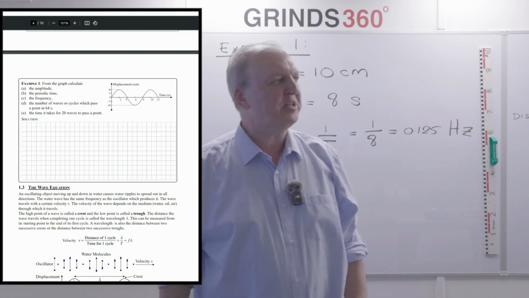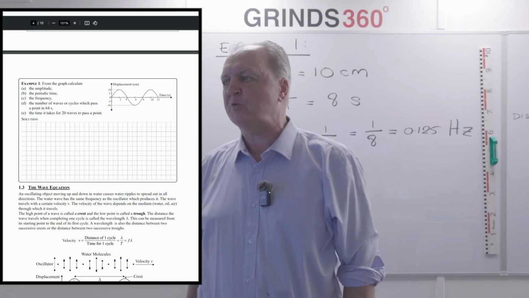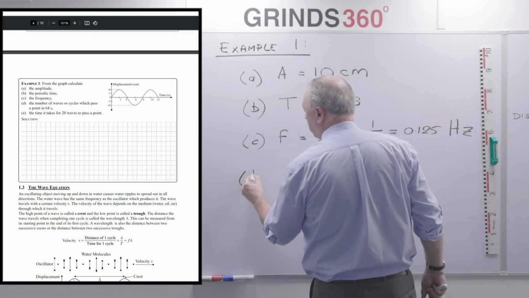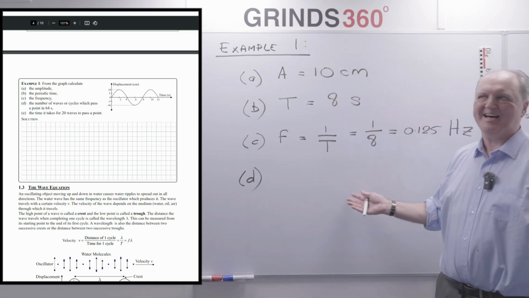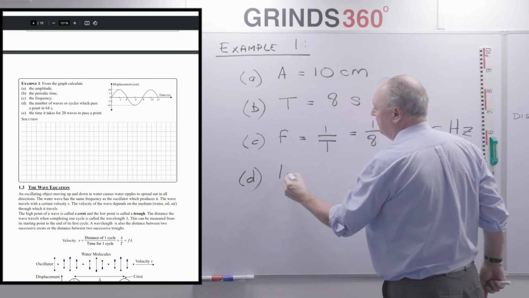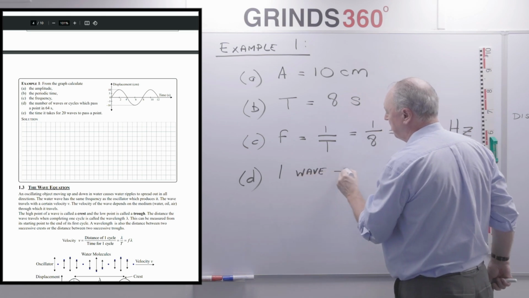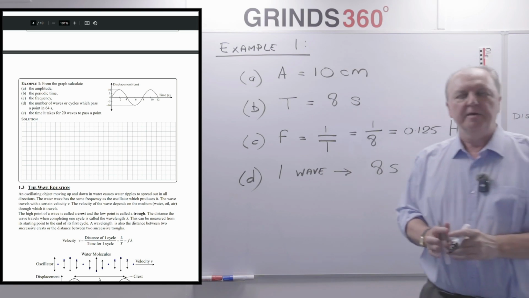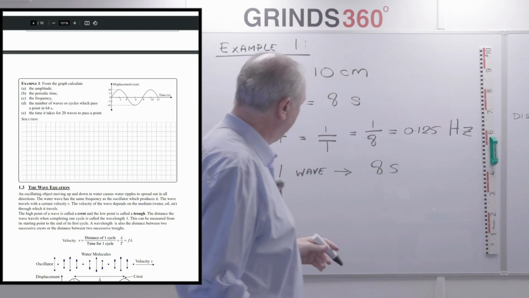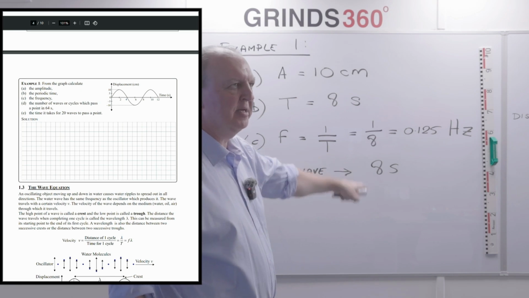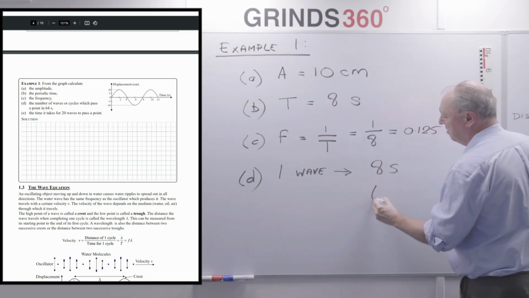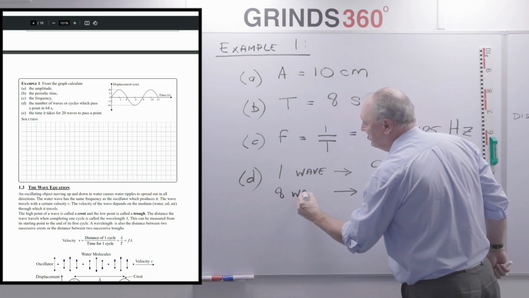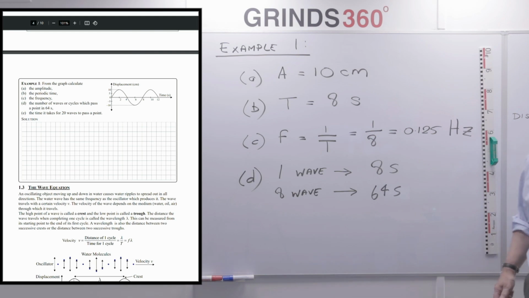Part D, they're asking you to find the number of waves or cycles which pass a point in 64 seconds. Well, I already know from the periodic time, don't I, that one wave will pass in 8 seconds. The question is, how many waves will pass in 64 seconds? Well, if I multiply that side by 8, 8 by 8 is 64. And I'm going to multiply the other side by 8, and I get 8 waves will pass in 64 seconds.